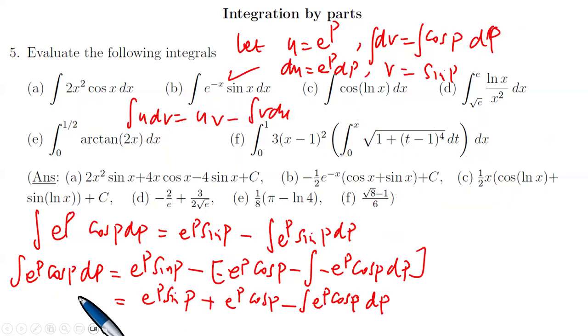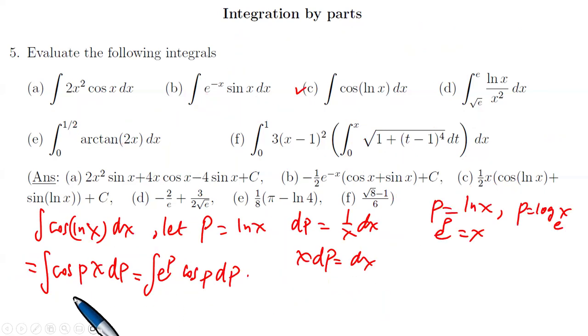So we review the solution. We recap on the solution. We started with the cosine of ln x, and we let p be ln x, and dp became 1 over x dx. Also, when p is ln x, we had to make x the subject because we wanted to transform this into the variable p. Which means that ln x is p, and dx is x dp. So in the place of dx, we have x dp.